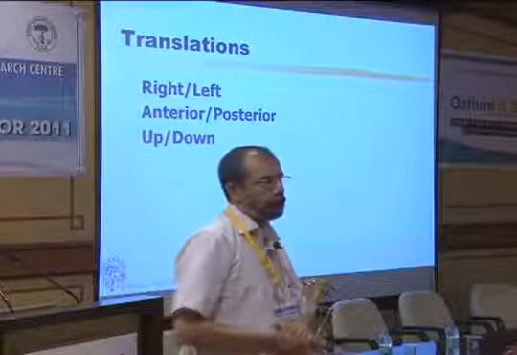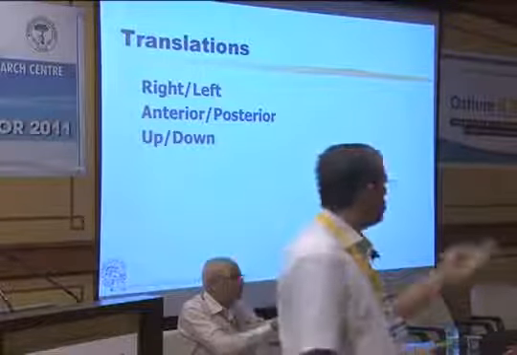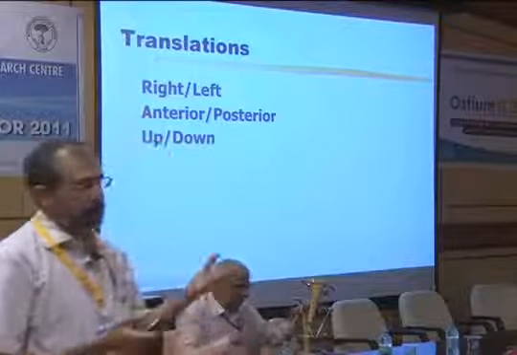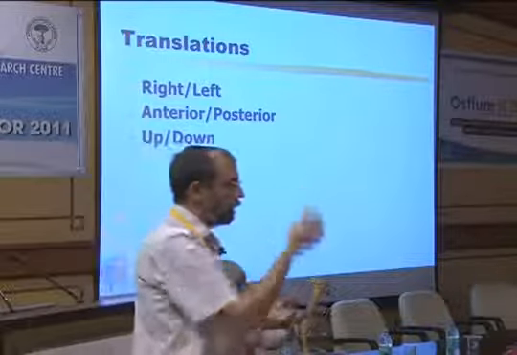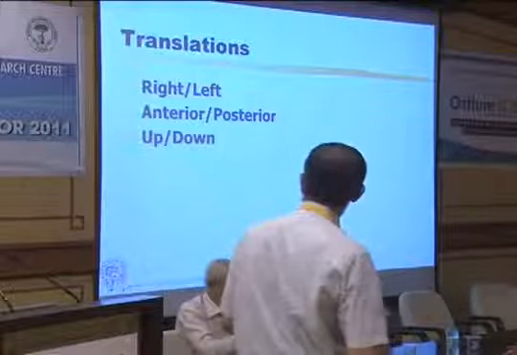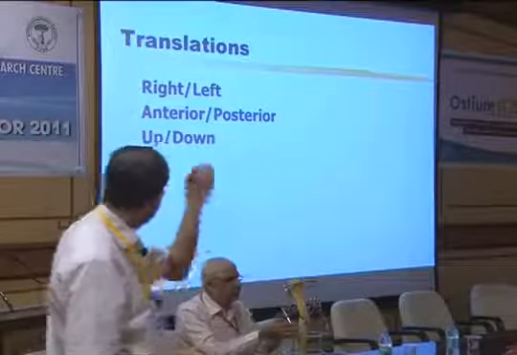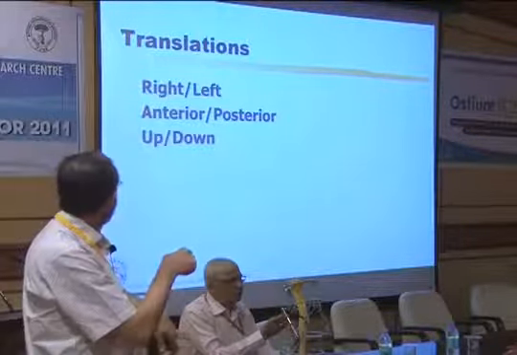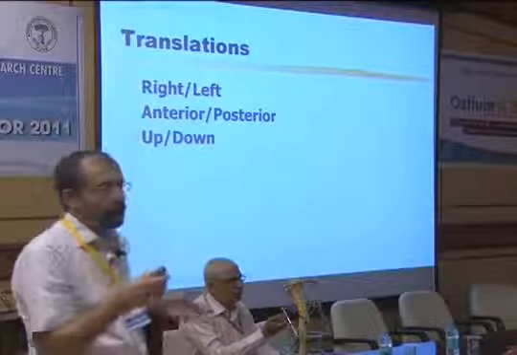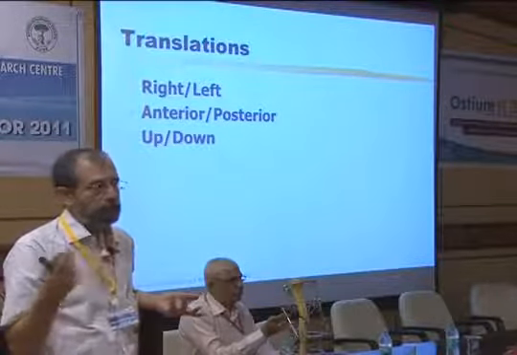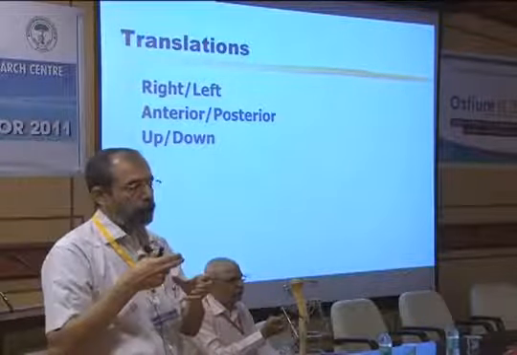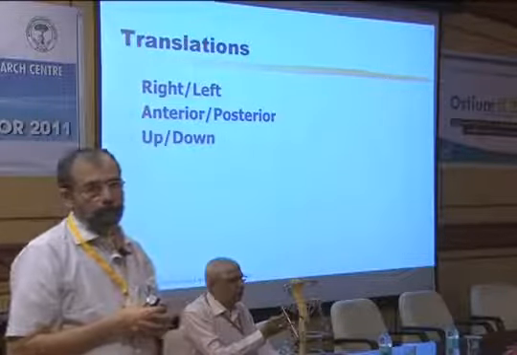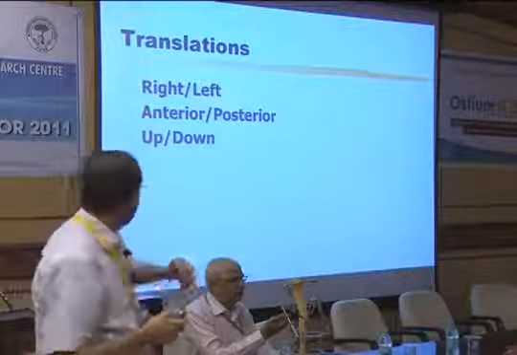Now, in terms of translations in this system, of course, up down is also a translation. When you distract, that's also a translation. It's in the axial, in the z axis. So you can do a right left and an anterior or posterior, which we normally think of. So if you do an anterior as well as medial, it's a slightly translated or oblique plane movement.